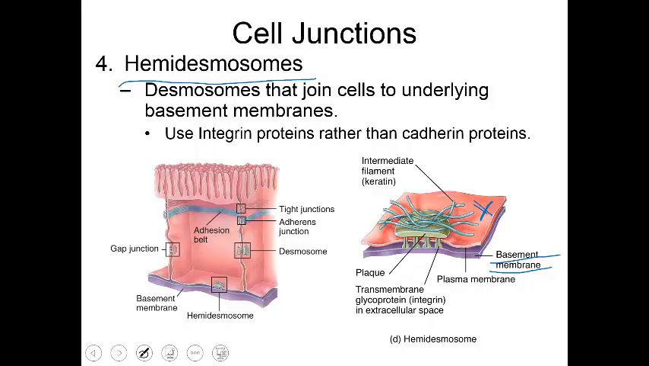So what you're seeing here is half of a spot weld. You have the pink plasma membrane, you have the glycoprotein integrin that is right here, and you have the keratin spot weld that is right here. Now this is called a hemidesmosome because instead of binding a plasma membrane to a plasma membrane, it is binding a plasma membrane to a basement membrane. That is a key term to remember here.